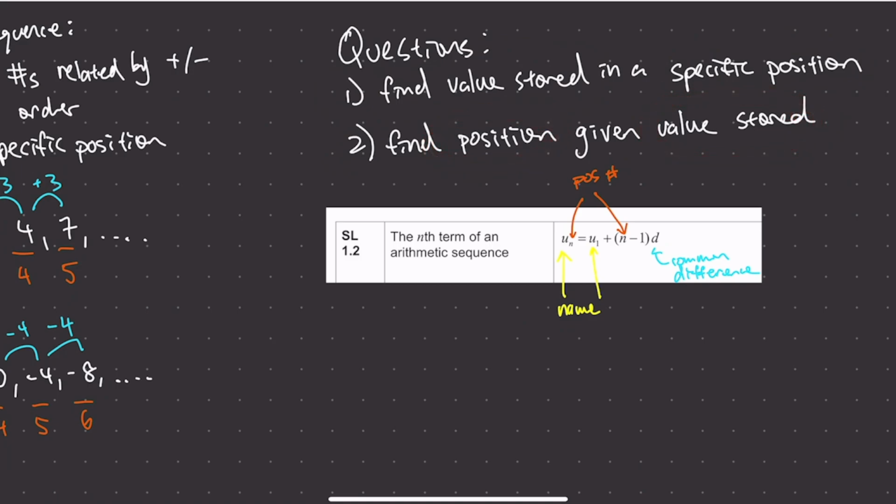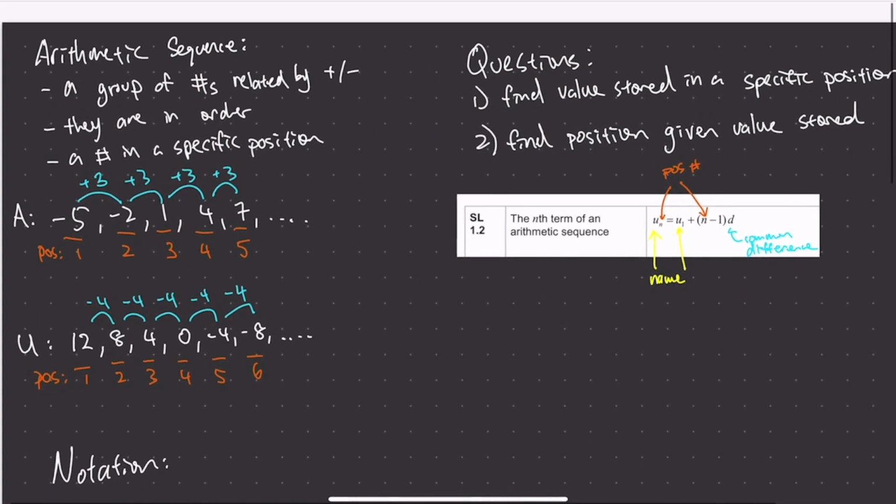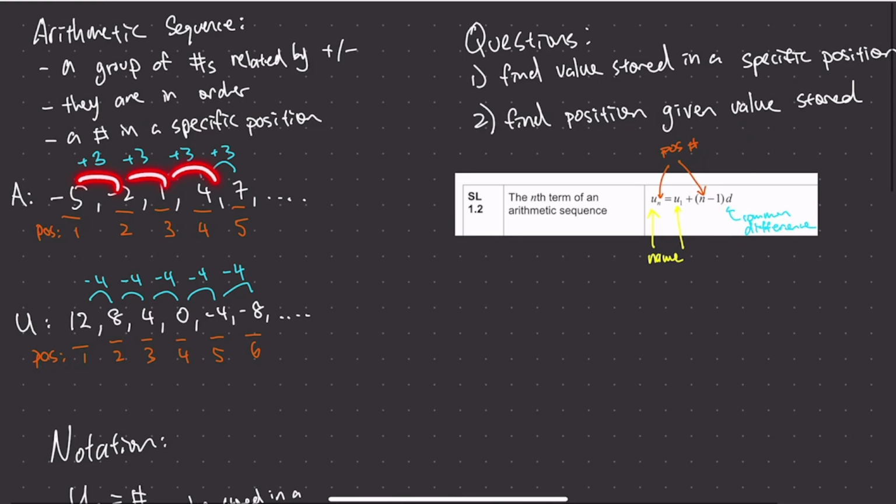In order to solve these 2 questions, you'll use this formula for both of them. This formula is in your formula book under section 1.2. As you can see, the letter U means the name of the sequence, n is the position number, and d is the common difference. The common difference is just the gap between your numbers.